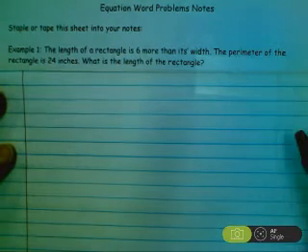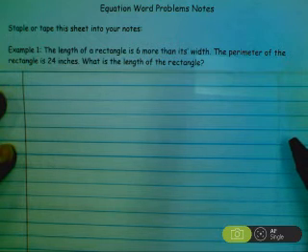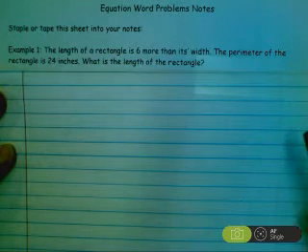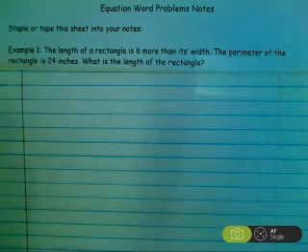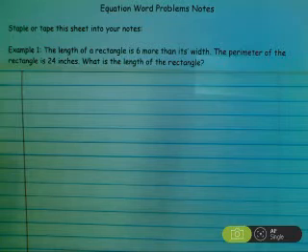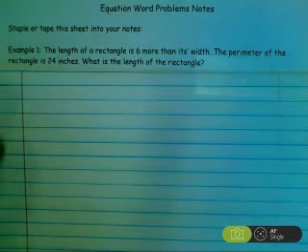You're most commonly going to see substitution problems when you're talking about perimeter, length, and width. If we take a look at this question right here, it says the length of a rectangle is 6 more than its width. The perimeter of the rectangle is 24 inches. I want to know the length of the rectangle.